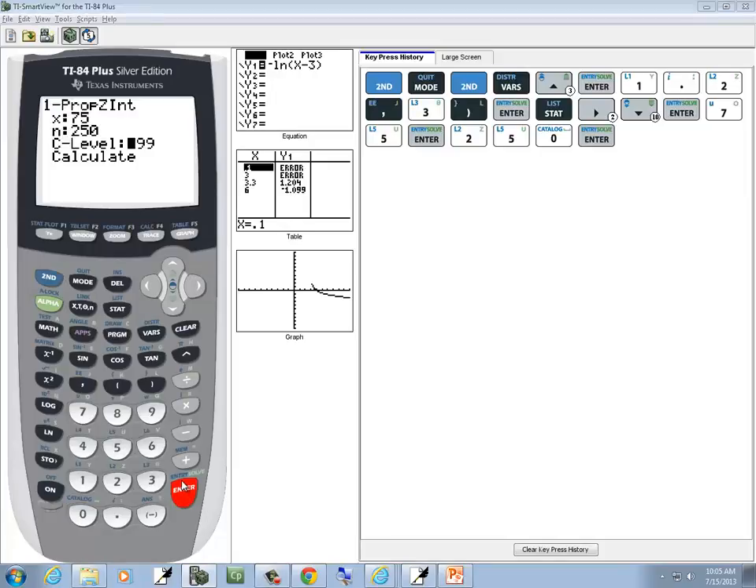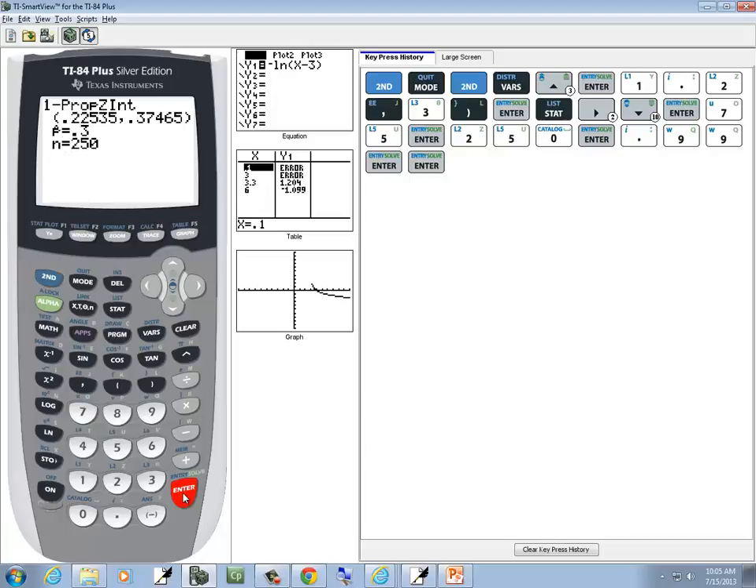And it'll ask us for the C level. Since we want 99% confidence, we put in 0.99. It's always in decimal form. And I'm pressing enter after each one. And then enter on Calculate. And that's our answer.